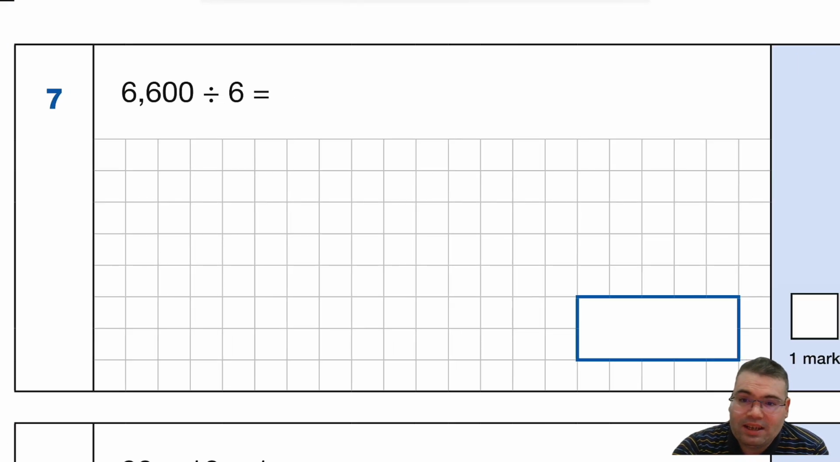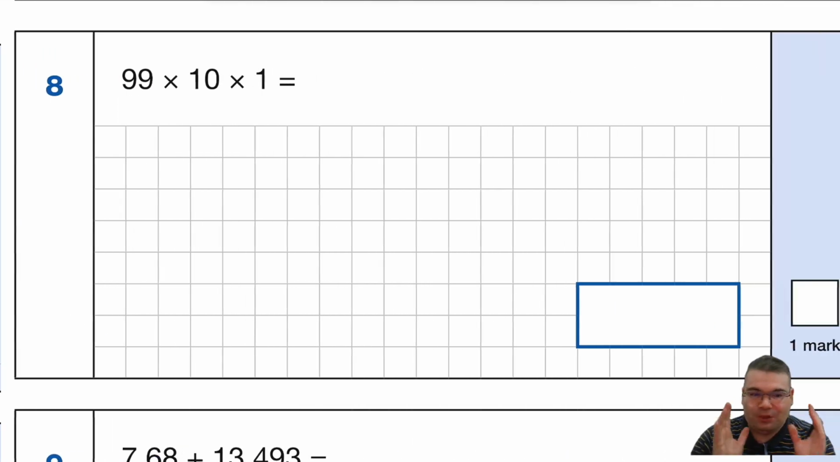So this is the next question. Here, let's take 66. 66 divided by 6 is 11. We know the 6 times table, so that is 11. Now, because it's 6600, which is times 100, let's times by 100. So this will become 1100. Very easy.